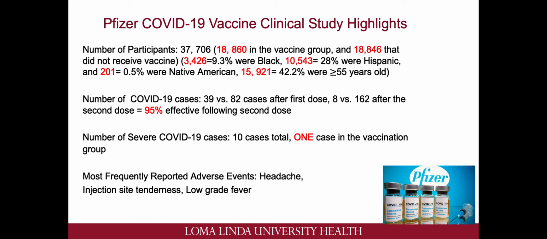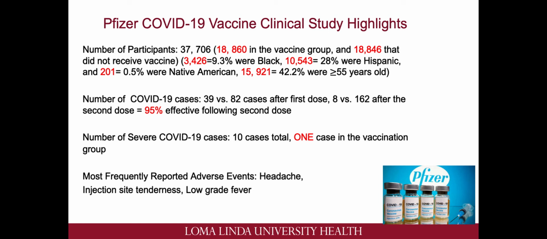So there were a bit over 3,400 people in this study, meaning that 1,700 people received that vaccine, and 1,700 people did not receive the vaccine. About 28% were Hispanic. About 0.5% of the study included individuals that were Native American, and about 42.2%, so a little less than half, were greater than or equal to 55 years old.